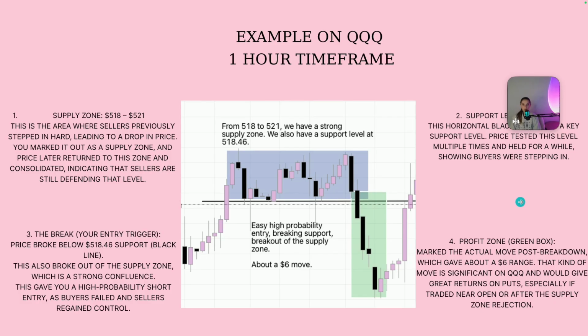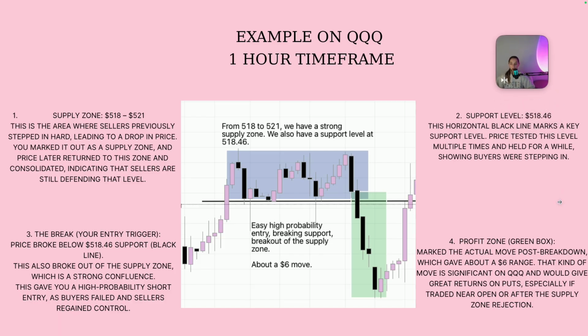I have this really great example. This is taken on the 1 hour. And on the next slide, I will show you guys where exactly you would actually be entering this trade from. But just to show you how everything's marked out, from 518 to 521, we are sitting in a very strong supply zone. Do you see how price is not breaking out from either side? We have a resistance level at that 521 area, and then we have a very strong support level at that 518.46 level. And again, this is taken from the 1 hour time frame on QQQ.